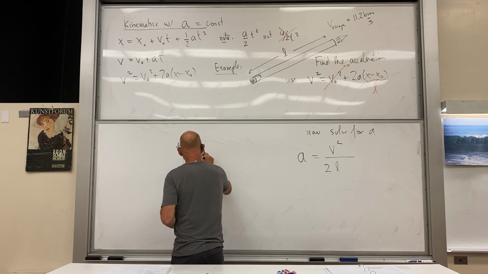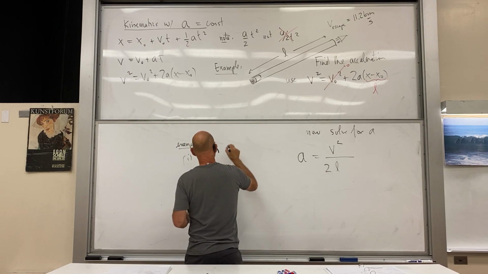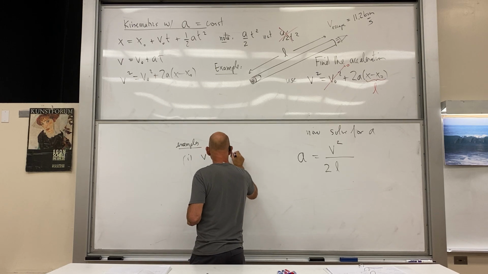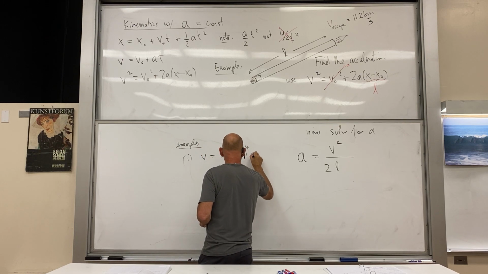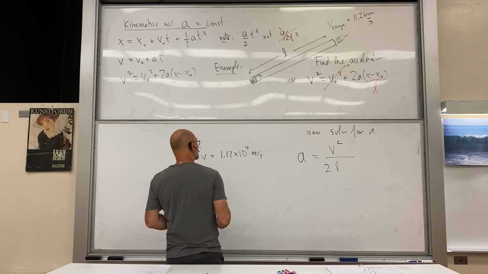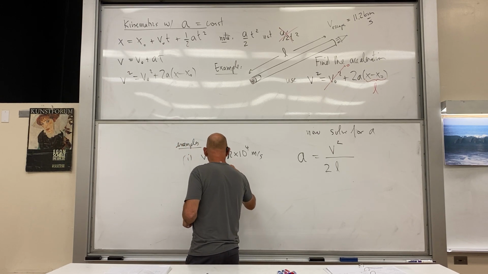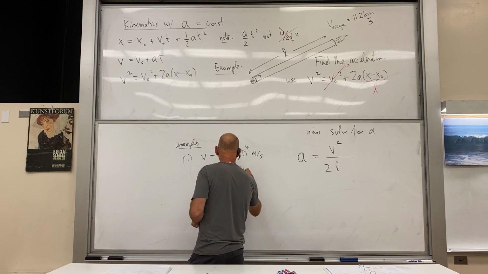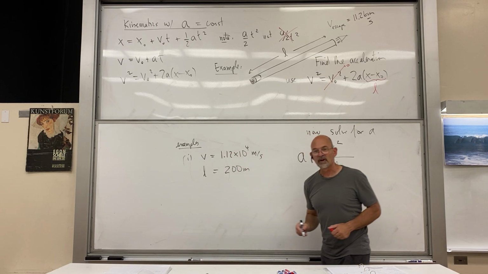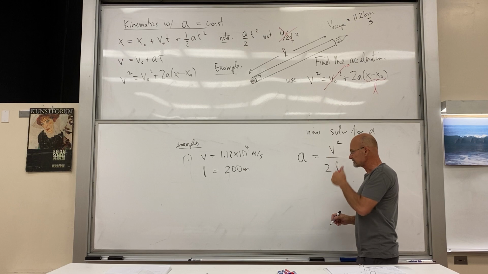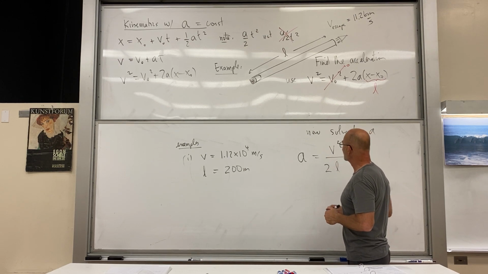First example, we already know V, but it will be 1.12 times 10 to the 4 meters per second. So we convert it to meters per second. And let's say L is equal to 200 meters. That's the length of 2 football fields. Is that a lot or a little?